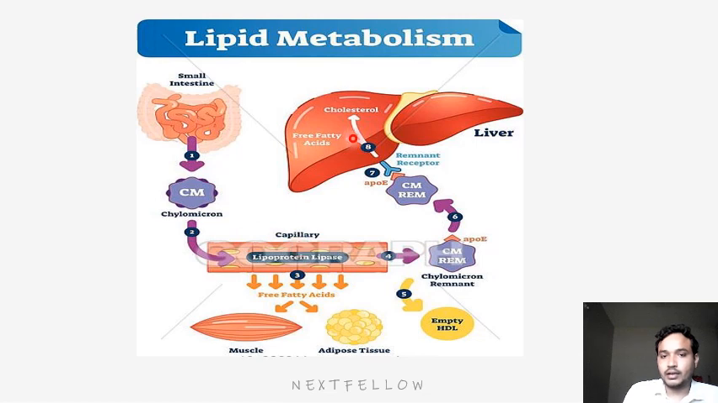From the liver to the peripheral tissues we have VLDL and LDL. From the periphery to the liver we have HDL. That's why HDL is the good cholesterol. VLDL and LDL are known as bad cholesterol.